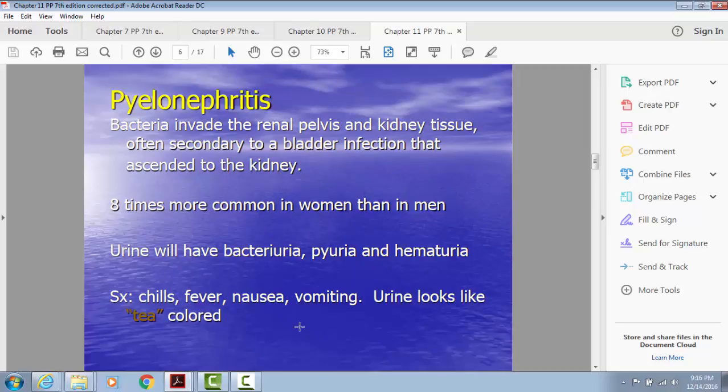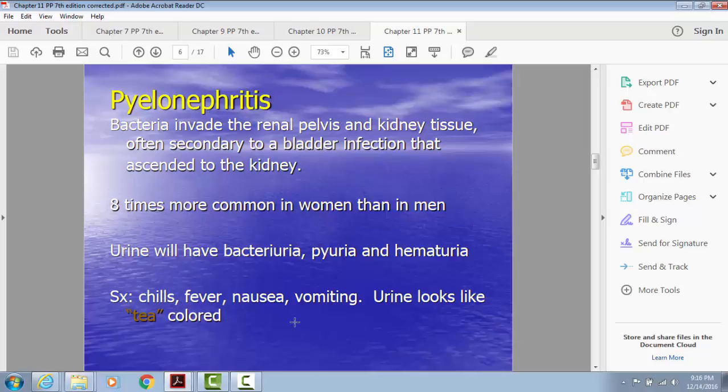Pyelonephritis is a condition where bacteria invades the renal pelvis and kidney tissue, often secondary to a bladder infection that ascended to the kidney. This is 8 times more common in women than in men, and the reason for that is the length of the urethra in men is longer than that of women. So when bacteria goes to the urethra, it has a shorter distance to climb to get to the bladder. So that's another reason why there's more bladder infections in women.